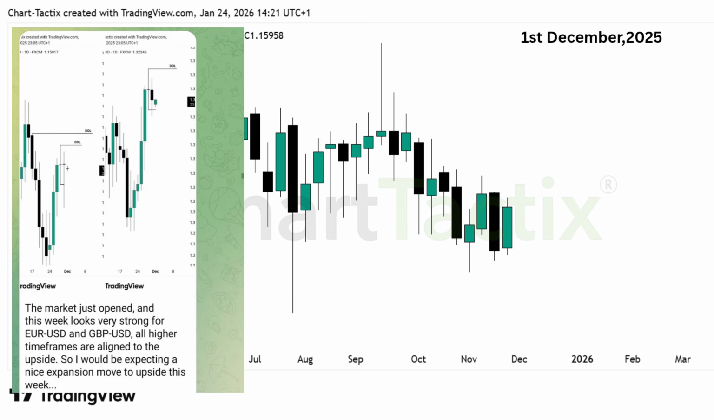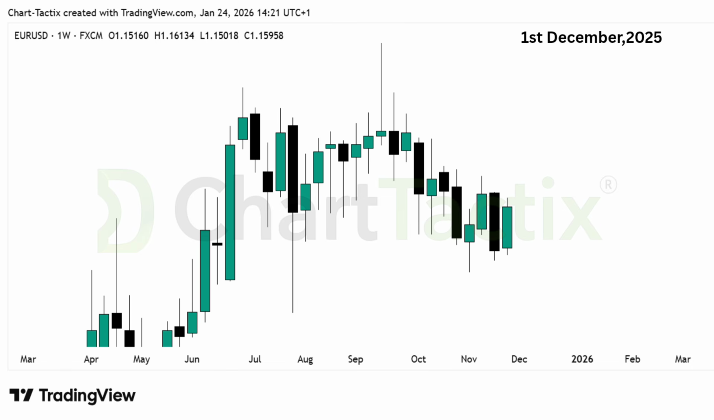I said, the market just opened and this week looks very strong for EURUSD and GBPUSD. All higher time frames are aligned to the upside, so I'm expecting a nice expansion to the upside this week. And then I marked out some areas where I would expect price to get to. Now let's go to the chart on that same day so you can clearly understand why I was bullish.